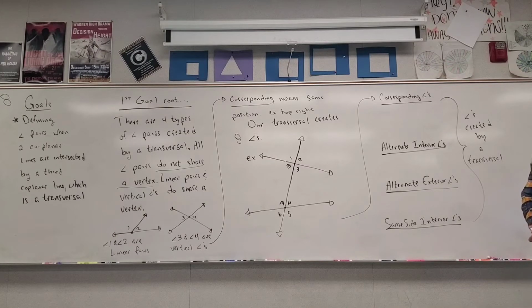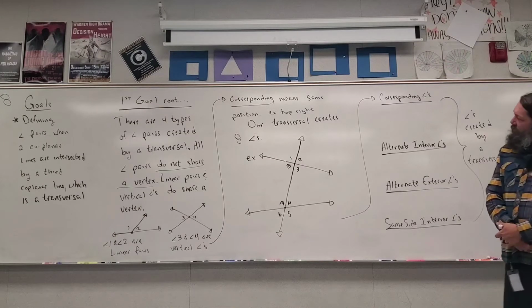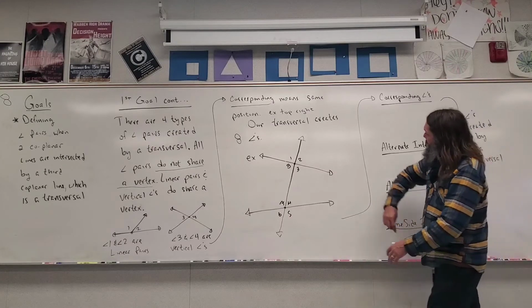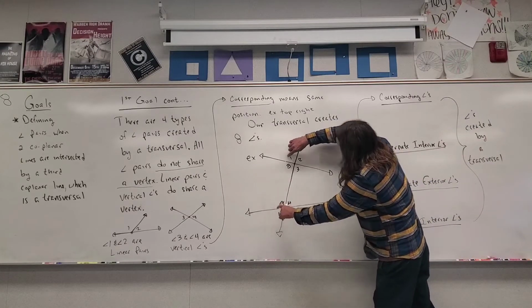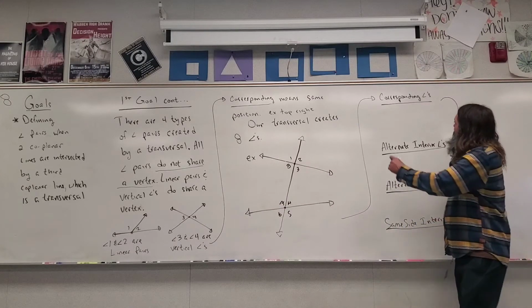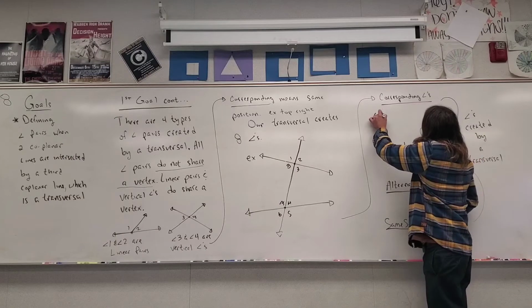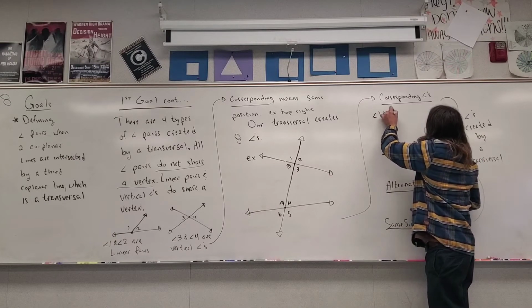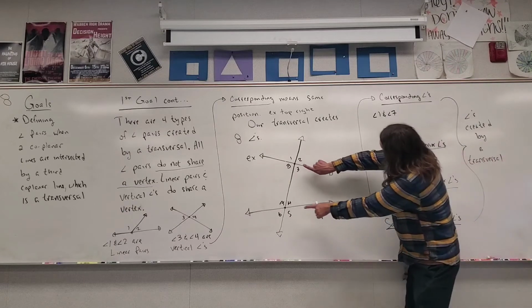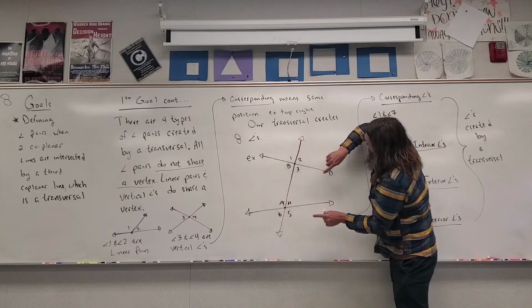Corresponding angle pairs are the following. They're the angles in the same position but do not share a vertex. So for example, angle 1 and angle 7 are corresponding angles because they're in the same position. Top left, top left. So angle 1 and angle 7 are corresponding angles, right? They don't share a vertex and they're both in the top left.